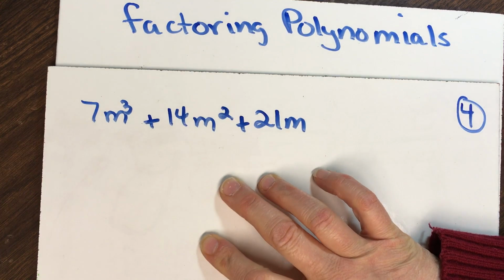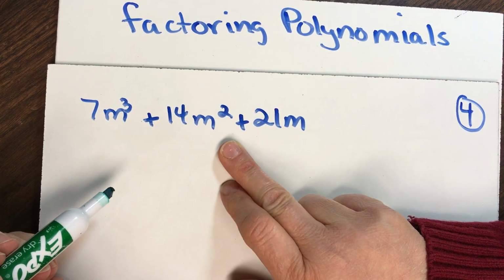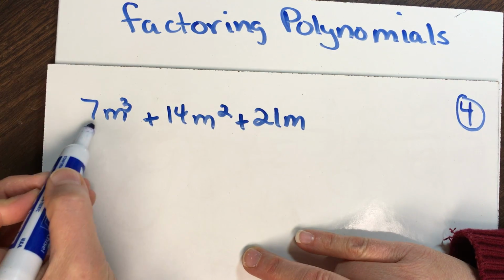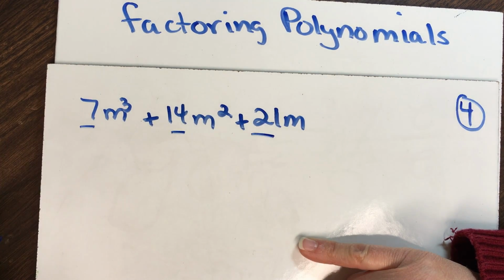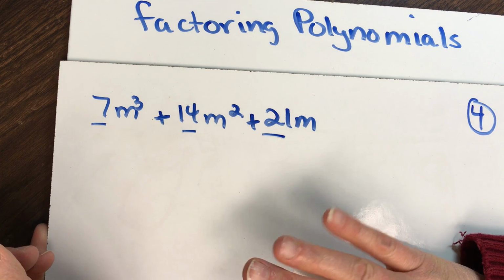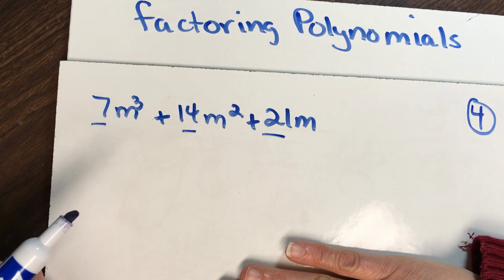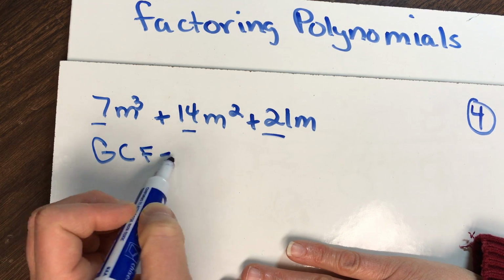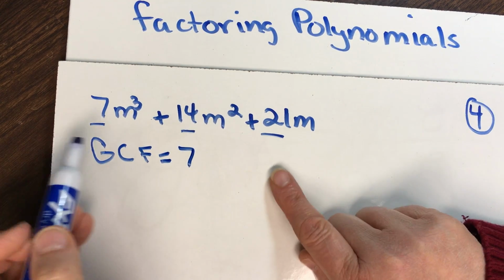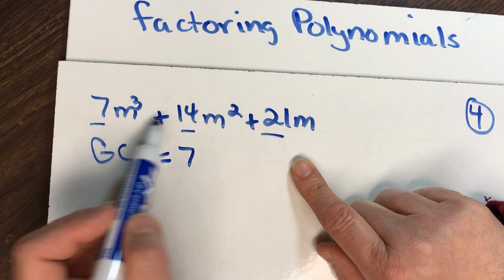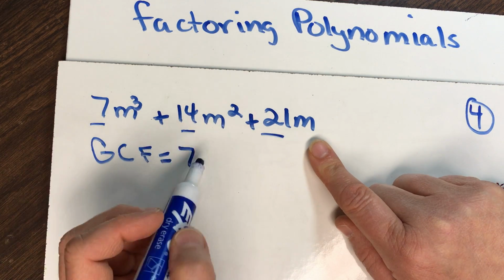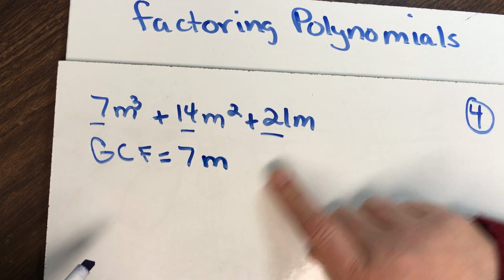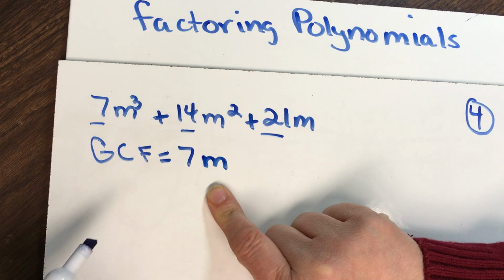We have 7m to the third plus 14m squared plus 21m. Now, we have a coefficient in each one of these. What is our largest number that they share in common? That would be 7. So our greatest common factor number is 7. Now let's look at our variables. m to the third, m to the second, and m. So they all have in common at least one m. So we're going to use this on the outside of the parentheses.